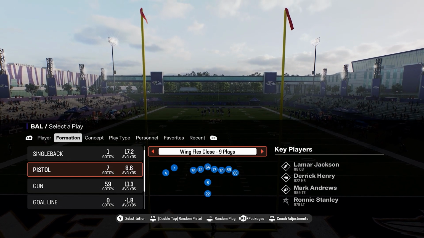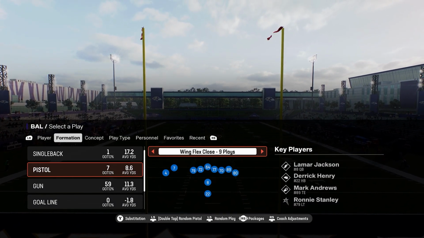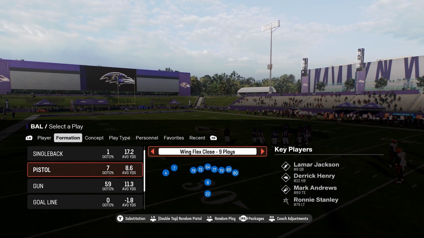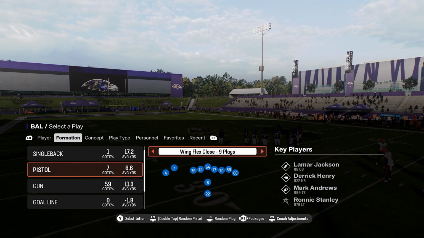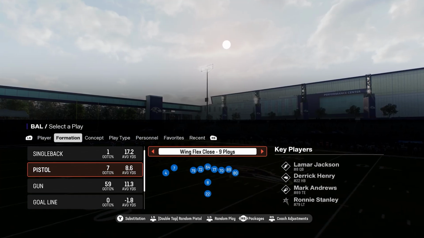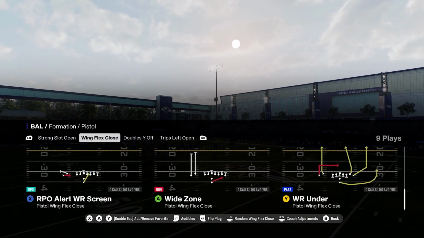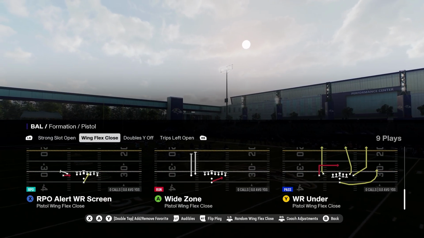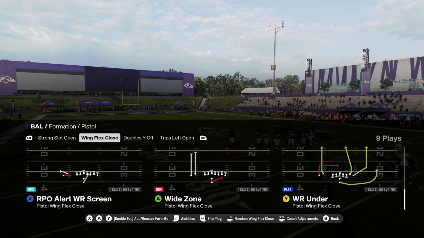A formation we want to look for to run this out of is anything that is compressed or condensed like this wing flex close, where we have 2 tight ends to one side and 2 receivers to the other. And I'll show you why this is even more effective than a normal stretch call. Now, we can call this out of really any formation, but this formation will make it even more effective. Now, we're going to come out in wide zone here.